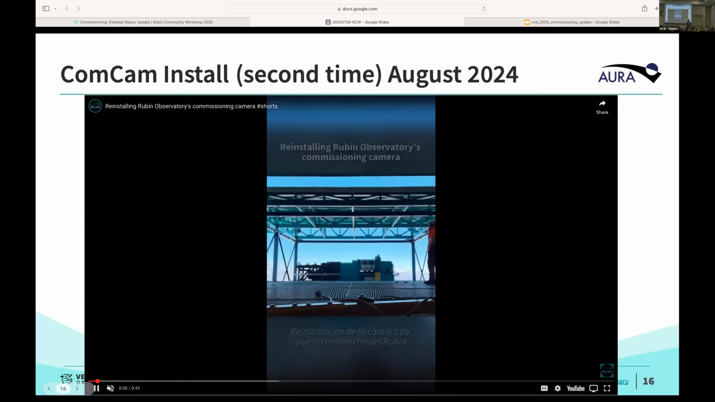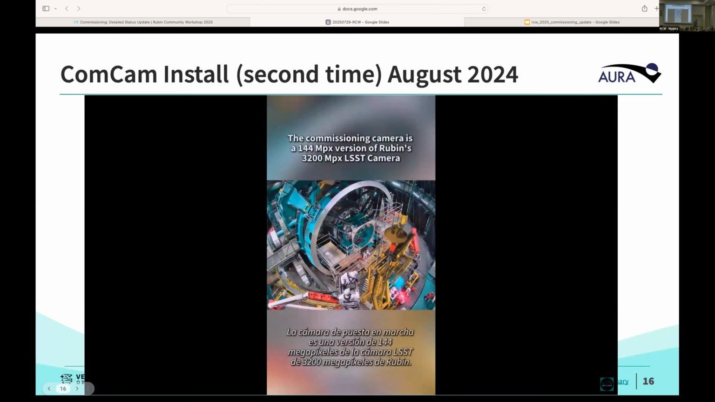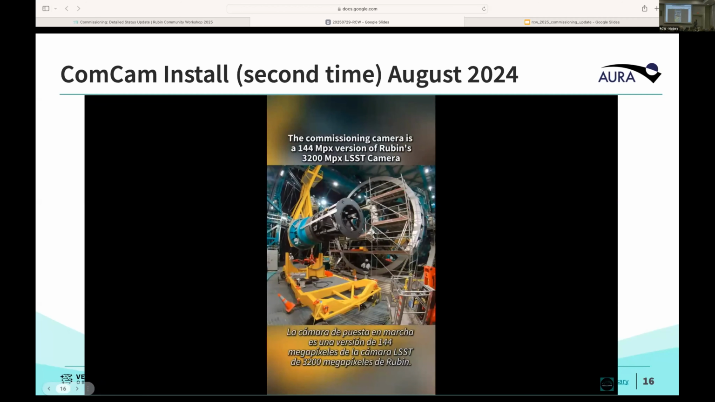Then we put ComCam back on. It had been on for a while, but we hadn't been on sky with it. This is my favorite view in all of Chile. We open up the doors to the P-flow and it's Chilean Andes on 3 sides, and then the dome on the 4th side.